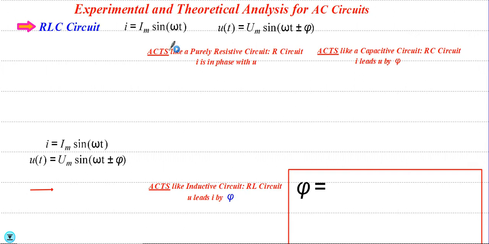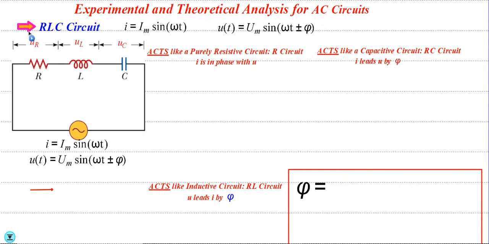Hello everyone, hope you're fine today. This part of the electricity unit is going to be about studying the RLC circuit, an experimental and theoretical analysis of an AC circuit. We have this RLC circuit with a resistor of resistance R, an inductor of inductance L, and a capacitor of capacitance C, having U of R, U of L, U of C respectively.